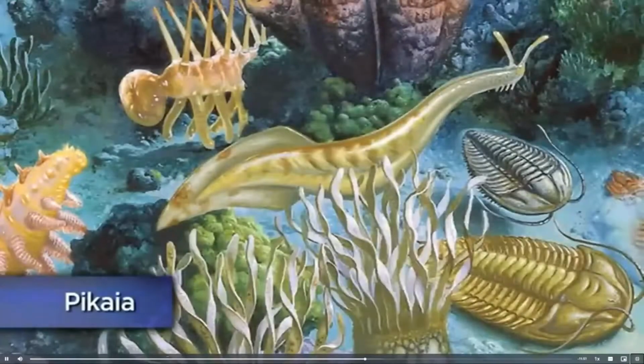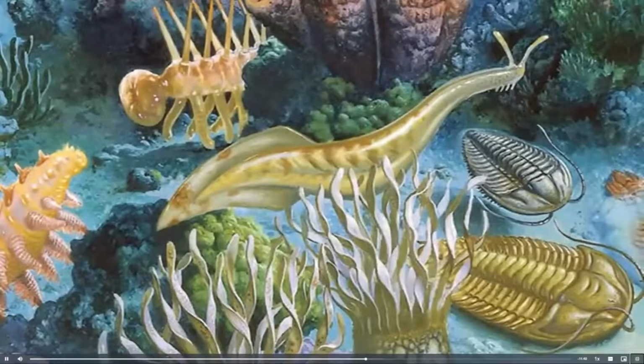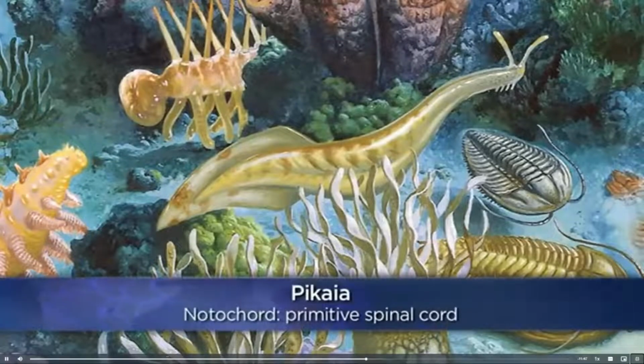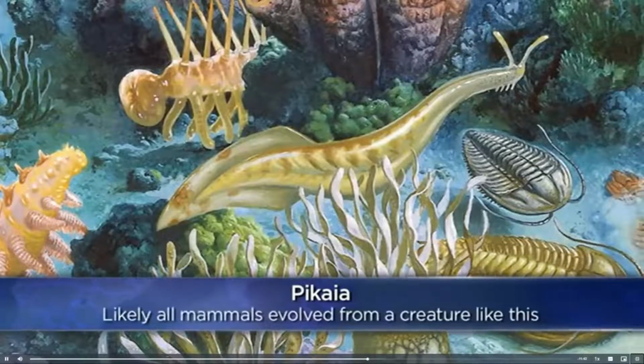So very soon after the development of multicellular life in terms of having hard shells, you had an incredible diversity of creatures. One of the most important from this time, perhaps, is the small little worm-like creature called Pikaia. It's one of the oldest creatures with a notochord, essentially a primitive spinal cord. It's quite likely that all mammals evolved from a creature just like this one.